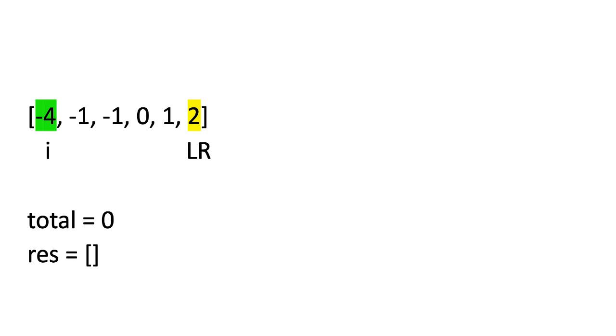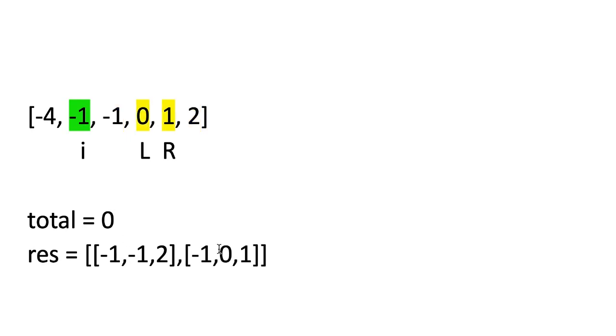Now we will shift the index of i to the next element, which is minus 1, and repeat the same process. So now L will be minus 1 and R will be 2. Here the sum of these three elements is equal to 0, so we will append the result to the list and we will increment the L pointer. Now again the sum of these three elements is equal to 0, so we will append the triplet to our result list. Now we will increment the L pointer again.